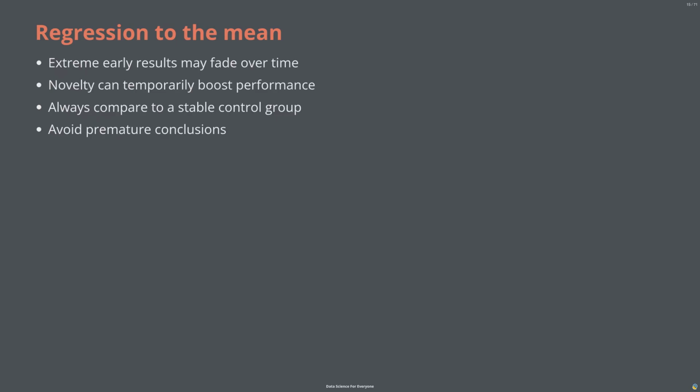Regression to the mean is another issue. Imagine that participants initially find logic puzzles easier just because they are novel. Over time, as novelty wears off, solve times may increase and align more with the average. If the test ends too early, we might falsely conclude that logic puzzles are always faster. That's why it's critical to include a stable control group to compare the changes against.